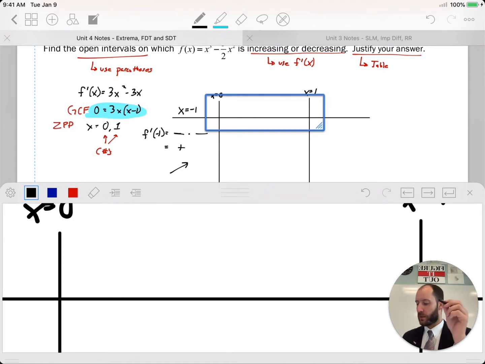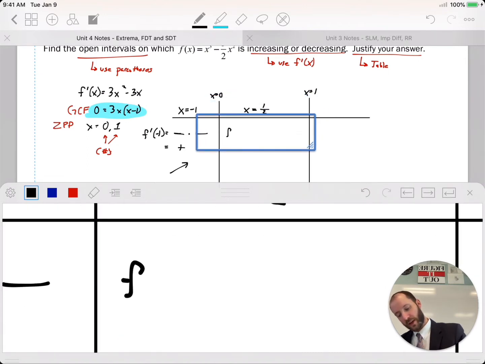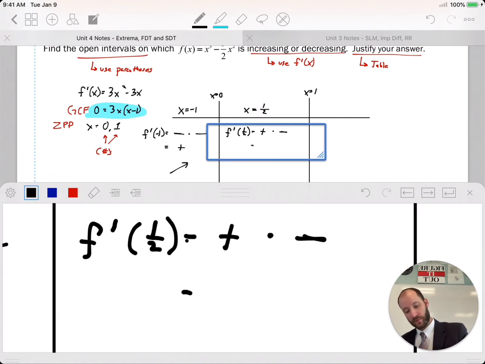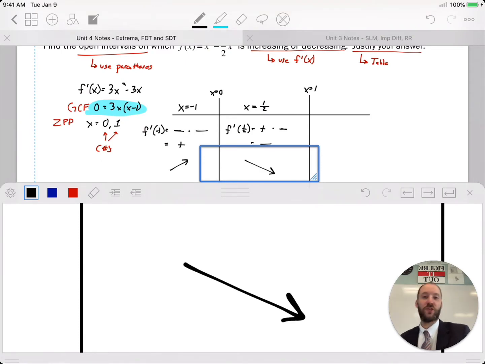So choose a number between 0 and 1, do the same thing. Choose an easy number to work with. Let's go 1/2. So now f prime of 1/2. Plug that into the factored derivative. So 3 times 1/2, that's a positive. 1/2 minus 1, that's a negative. Overall, we have negative, so we have decreasing behavior.